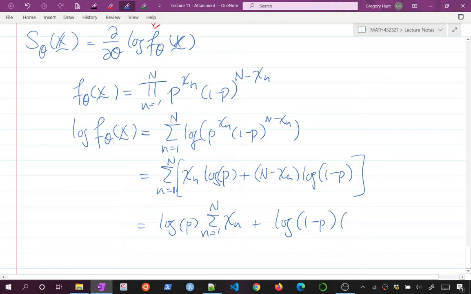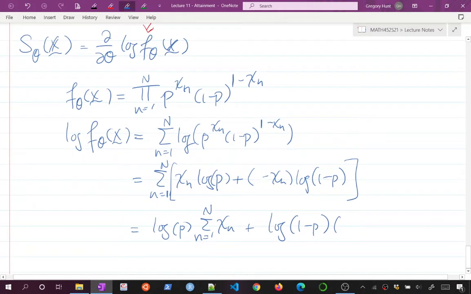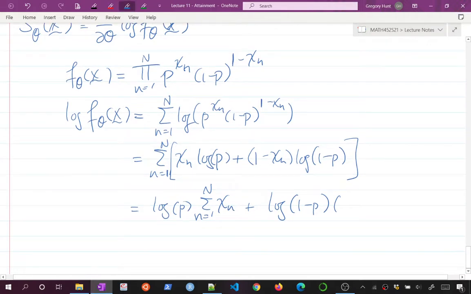And of course, you can correct me. That should not be an n. It should be a 1. If anyone's been really confused, sorry. That should be a 1. Bernoulli, that should be a 1. And then I get the sum of 1 minus xn's, which we can write as n minus the sum of the xn's.